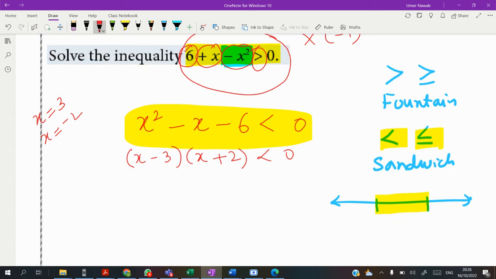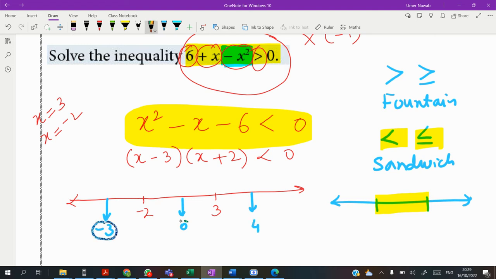If you want to use the previous method which I have taught you, you place the critical values according to their sizes on the real line and then use the test points. Less than -2 is any number you can pick, for example, you pick -3. Between -2 and 3, the famous number is 0. Greater than 3, you pick 4. So these are the three test points you have chosen.